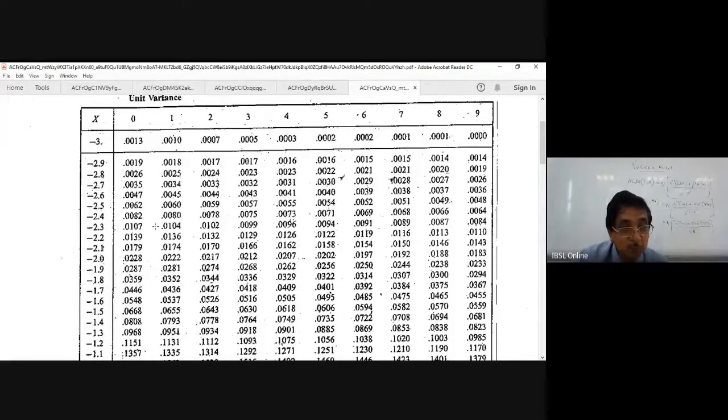Minus 2.338, like 338 or 337, minus 2.337. So it looks like, sorry, it's 2.327, like 27 or 28. I don't know whether you are getting my points, because what we need is we need to check 0.01 on the normal curve table.